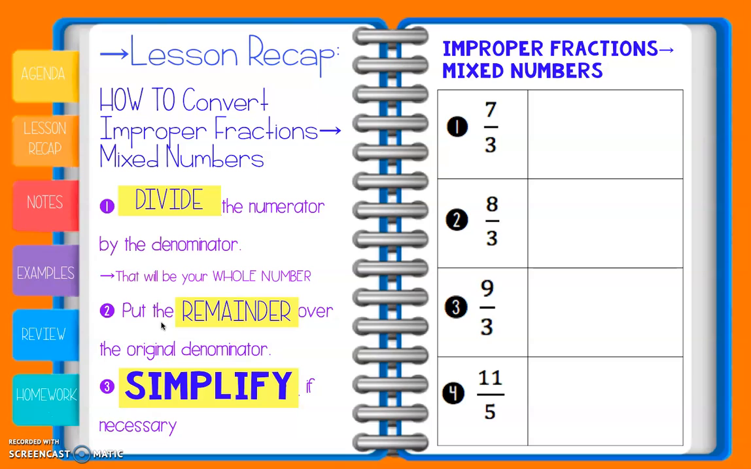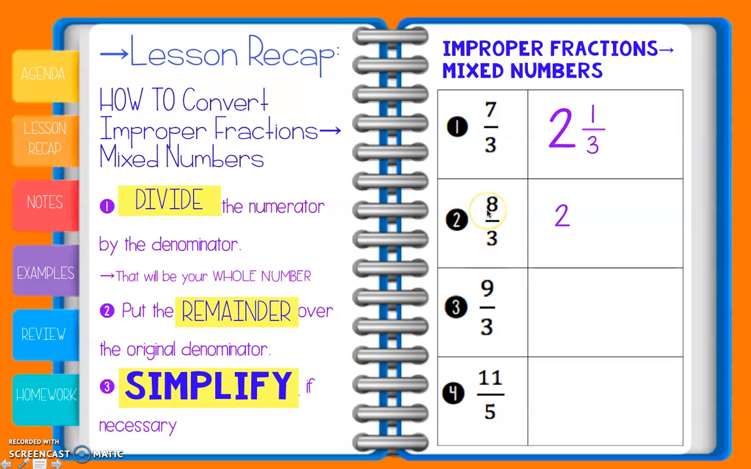So for example, if we look at 7/3, we're going to divide 3 into 7, and that goes 2 whole times. Our remainder is a 1. We put it over our original denominator of 3, and we get that our mixed number is 2 1/3. We cannot simplify a third, so our final answer is 2 1/3. Okay. All right, 8/3, we're going to do the exact same thing.